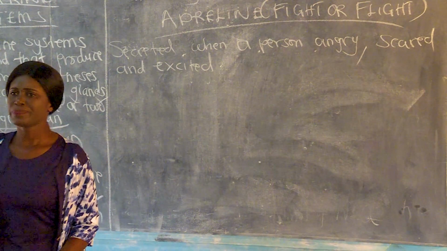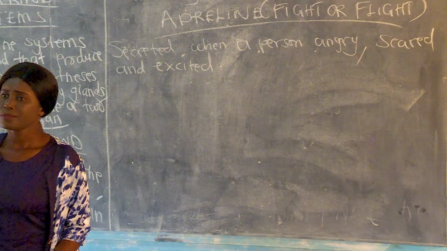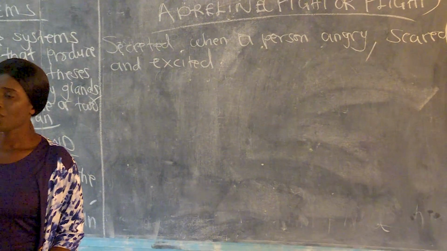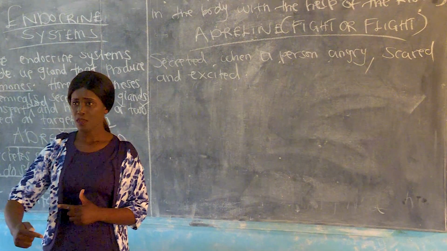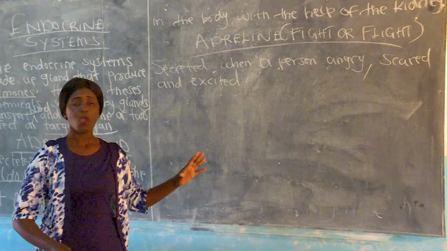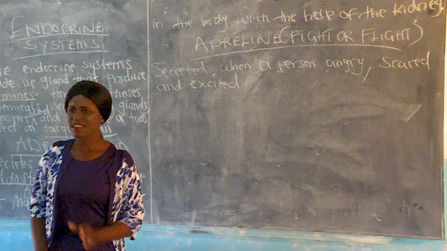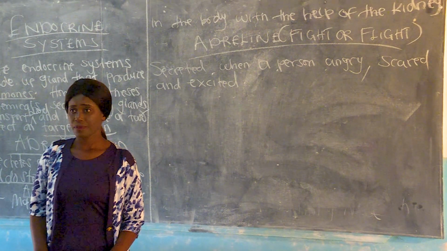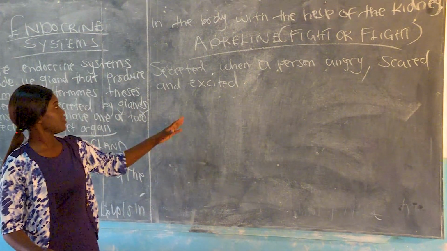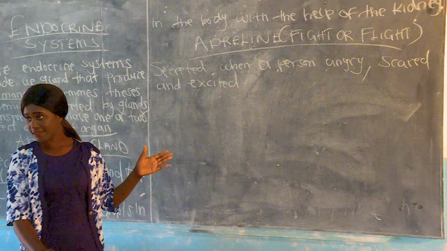Yes, Monica? Madam, what would happen if the adrenaline is over-secreted? Okay, now that one we'll look at in the next lesson. For now, we just want to know what adrenaline does to the body once it is secreted. Otherwise, that question will be tackled in the next lesson. Okay, so adrenaline is secreted when a person is angry, scared, or excited.